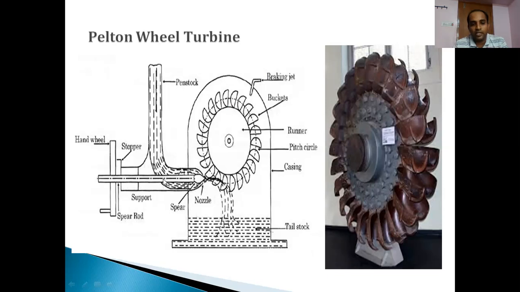How is it done? With the help of a spear rod, which you can see rotated by means of a hand wheel. And when the water is striking with great intensity here, there are chances that some amount of water may be splashed. So to prevent that, it is covered entirely with a casing, so that after the striking, the water can be collected directly in the tail race level itself.